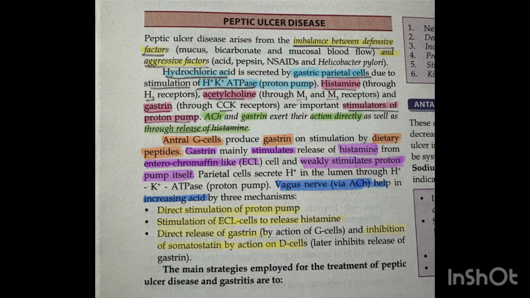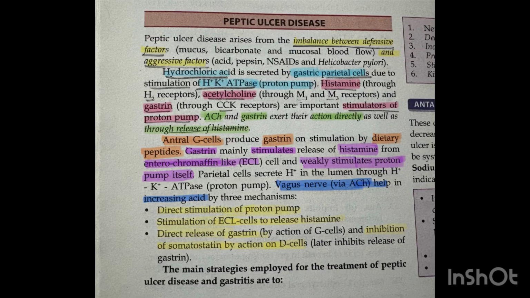Histamine through H2 receptors, acetylcholine through M1 and M3 receptors, and gastrin through CCK receptors are important stimulators of the proton pump. Acetylcholine and gastrin exert their action directly as well as through release of histamine. Antral G cells produce gastrin on stimulation by dietary peptides. Gastrin mainly stimulates release of histamine from enterochromaffin-like cells and weakly stimulates the proton pump itself. Parietal cells secrete H+ into the lumen through H+ K+ ATPase, that is the proton pump.